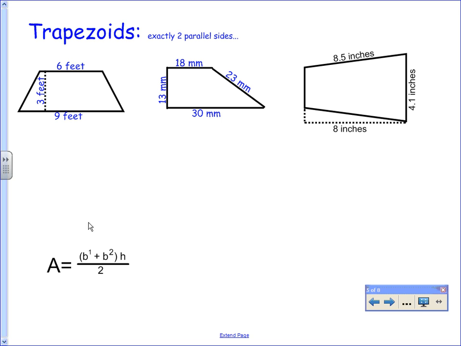Trapezoids are a little bit harder because the formula looks really, really overwhelming, but it's really not. A trapezoid is anything with exactly two parallel sides. So this is a trapezoid, this is a trapezoid, and so is this.